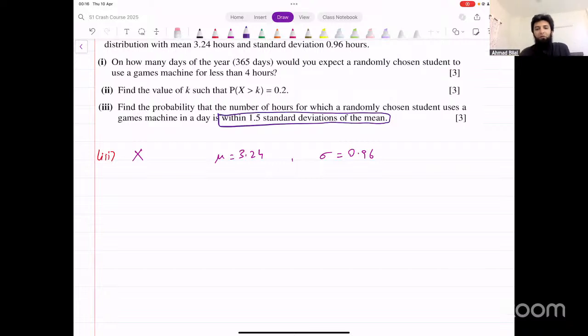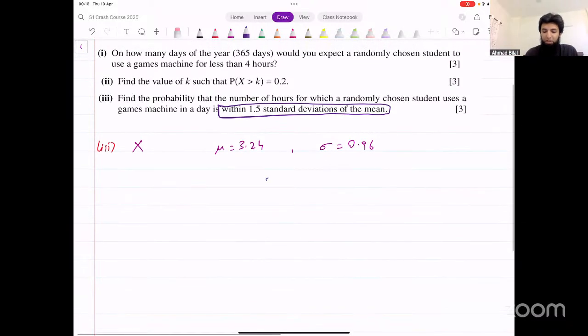Now, what would be the normal way of doing this? You would say, okay, mean is 3.24. Let's add to that 1.5 standard deviations, 1.5 times 0.96. What would you get from that?